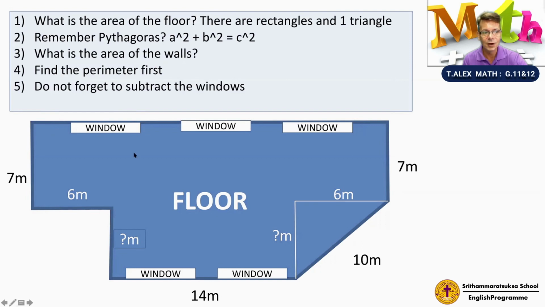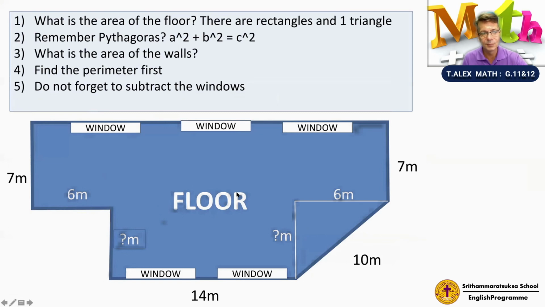So the area of the floor, well, you have 7 and 6, but you do not know this number or this number. But this is a right-angled triangle. You can use the Pythagoras formula when you know the hypotenuse of 10 and squared minus this side squared. You should be able to work out this number here, which is the same as this one here. Now you can work out the area of the floor.